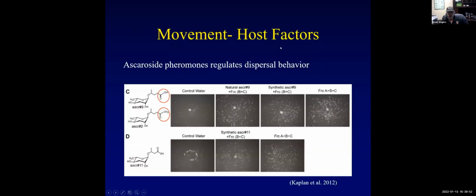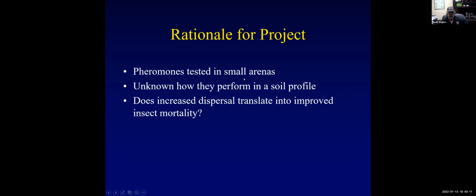So the first discovery was just discovering what the pheromones are and the chemical nature of these pheromones. The ascarosides were determined and then shown. If you have the nematodes and you put the pheromone on an agar dish, you see them disperse. So you see that's active. But that was only in a tiny arena. We didn't know if that would really work in a soil profile. So we wanted to see if that's going to translate into improved insect mortality.